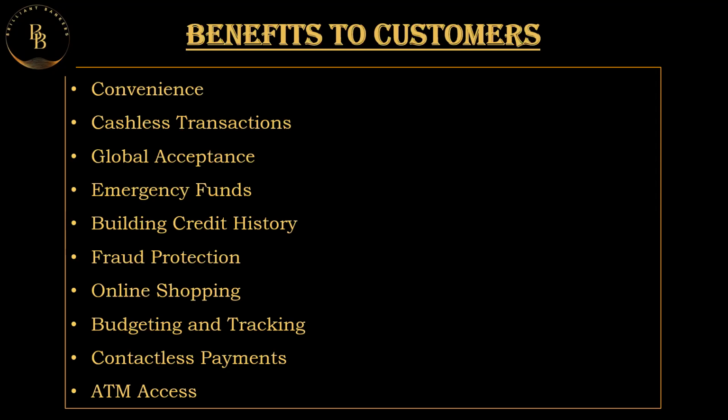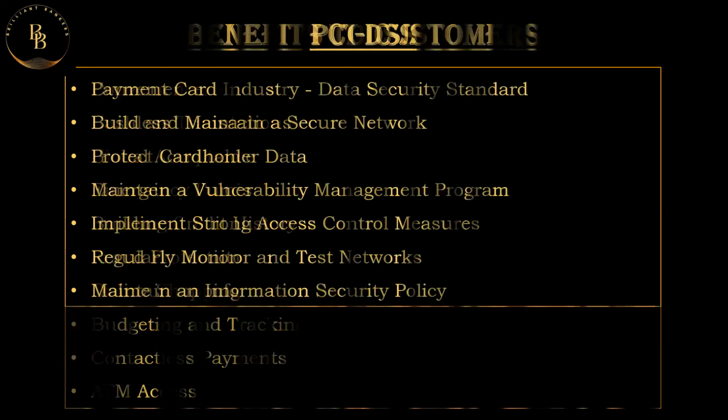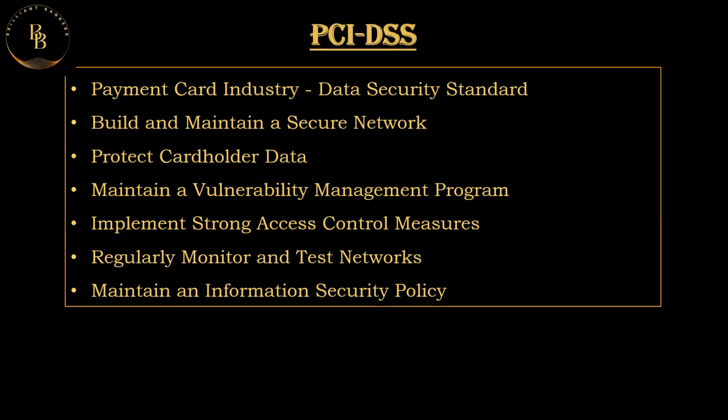So what is PCI DSS? The Payment Card Industry Data Security Standard is a set of security standards that has been developed to protect sensitive payment card information. These standards are designed to ensure the secure processing, storage, and transmission of credit card data during financial transactions. PCI DSS is a collaborative effort of major credit card companies like Visa, MasterCard, American Express, Discover, JCB.